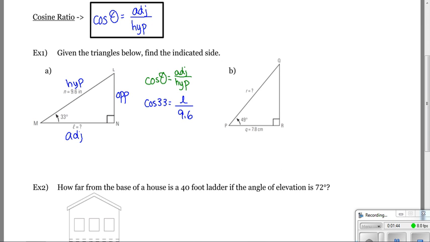Underneath the cos 33, it's always an invisible 1. Let's cross multiply and get L. So 1 times L is just L equal to 9.6 times cos 33. So let's type it in your calculator. L will equal 8.1 inches. Okay, let's fix that. Yeah, there we go. I can't spell inches.